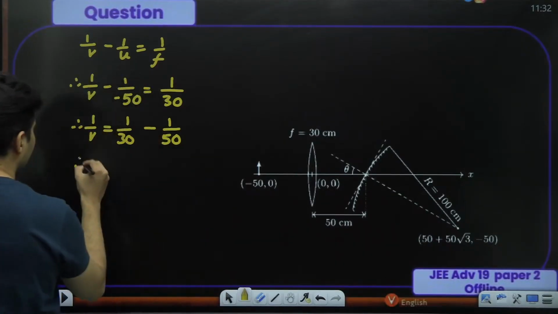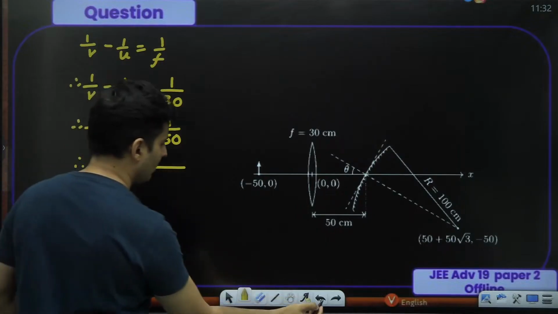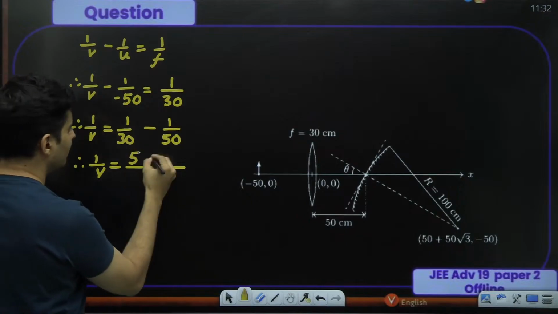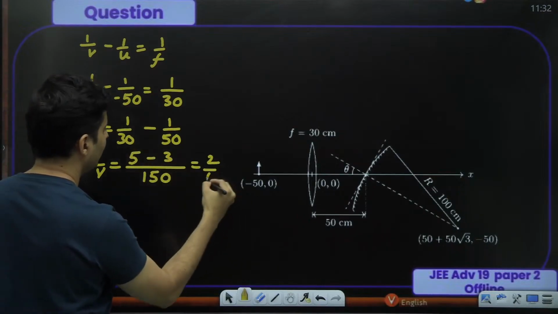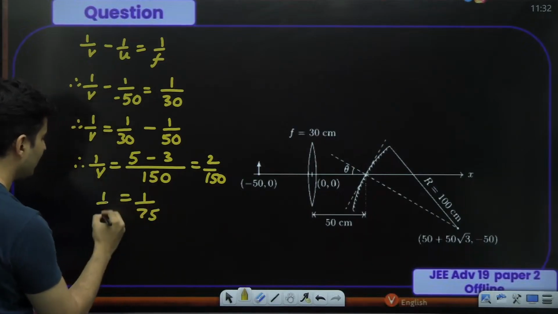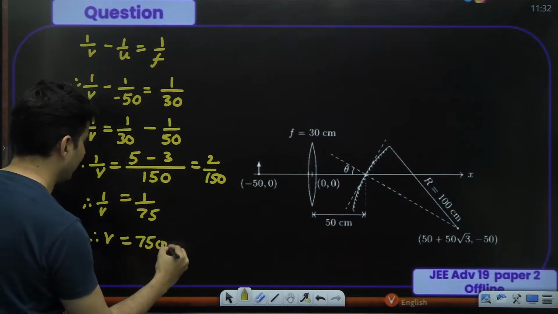Let's see what is the answer to this. So 1/v is equal to, the LCM will be 150, I believe. So this will go 5 times, this will go 3 times. So this will be 2 divided by 150. So that will be 1 divided by 75, but that is 1/v. So image distance will be 75 centimeters.